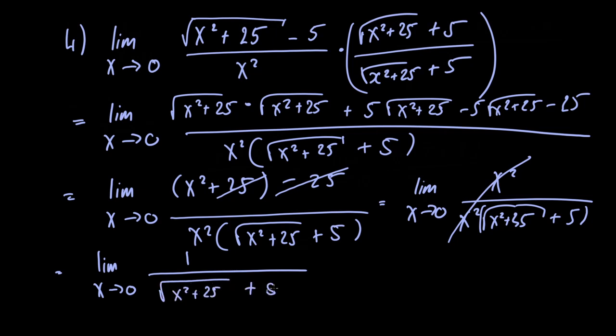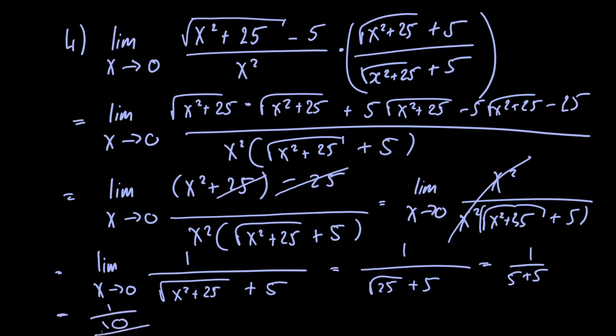plus 5. Now, we can go ahead and just let x equal 0, as our function is defined when x is equal to 0. So we have 1 over the square root of 25 plus 5, which is just equal to 1 over 5 plus 5, which is just 1 over 10. So the limit as x approaches 0 of the square root of x squared plus 25 minus 5 over x squared is equal to 1 over 10.